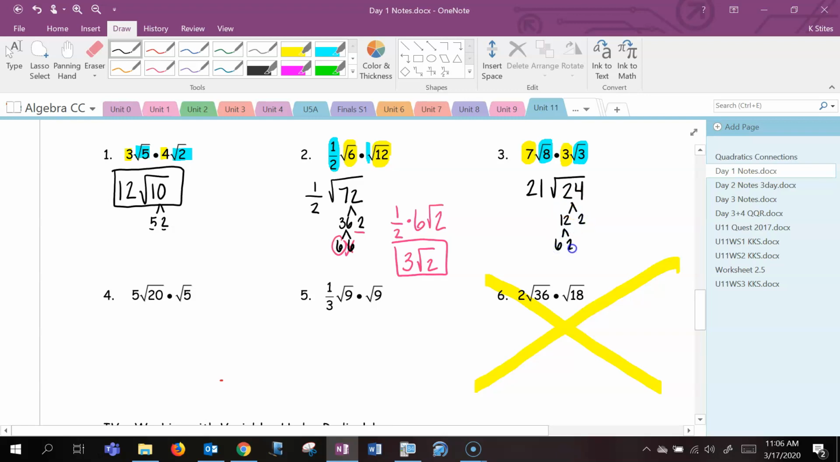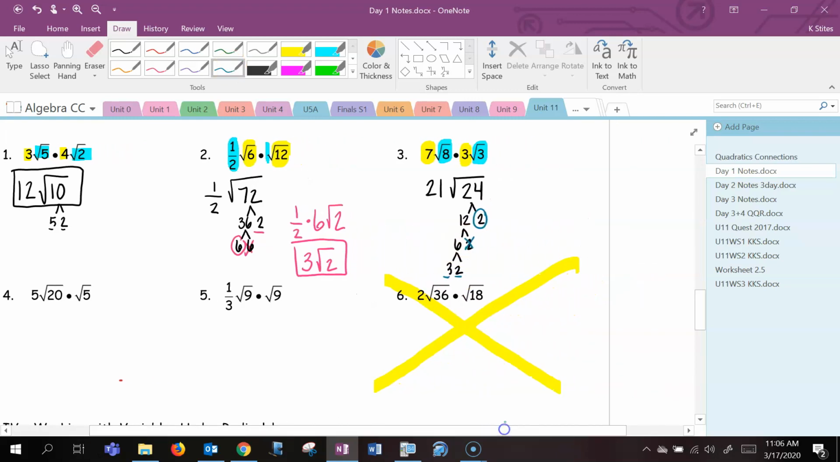12 is 6 and 2. 6 is 3 and 2. I have a pair of 2's. Circle, cross out. The 3 and 2 don't have anybody. They get underlined. So the root 24 is going to be a 2 root 6. Notice I just multiplied those two together, but then I'm multiplying by that 21 that's still out front there. So that's going to be a 42 root 6. Okay.